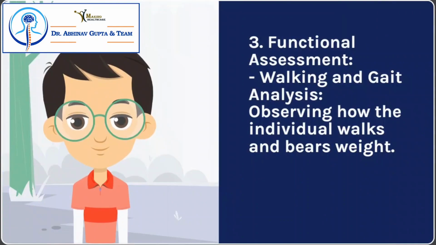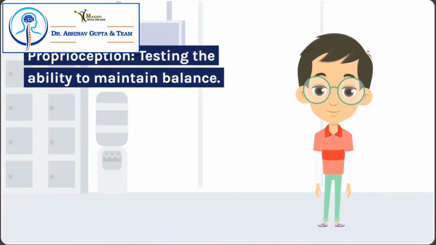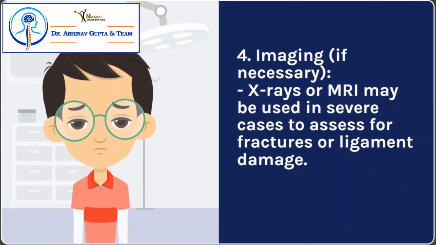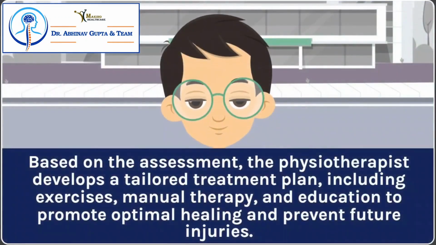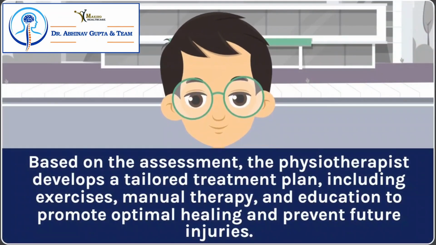3. Functional assessment, walking and gait analysis, observing how the individual walks and bears weight. Balance and proprioception, testing the ability to maintain balance. 4. Imaging, if necessary. X-rays or MRI may be used in severe cases to assess for fractures or ligament damage. 5. Patient-specific goals. Identifying the individual's functional goals and expectations for recovery. Based on the assessment, the physiotherapist develops a tailored treatment plan, including exercises, manual therapy, and education to promote optimal healing and prevent future injuries.